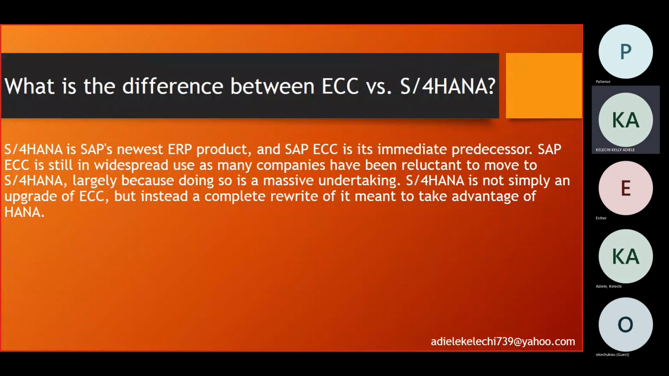S4HANA is SAP's newest ERP product, and SAP ECC is the immediate predecessor. SAP ECC is still in widespread use, as many companies have been reluctant to move to S4, largely because doing so is a massive undertaking. SAP S4HANA is not simply an upgrade of ECC, but instead a complete rewrite of it, meant to take advantage of HANA.